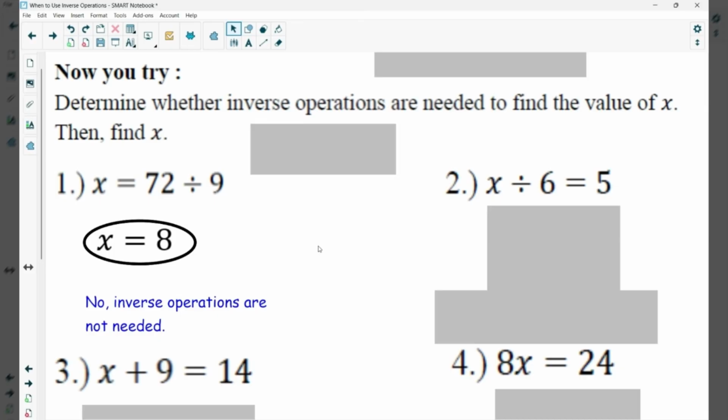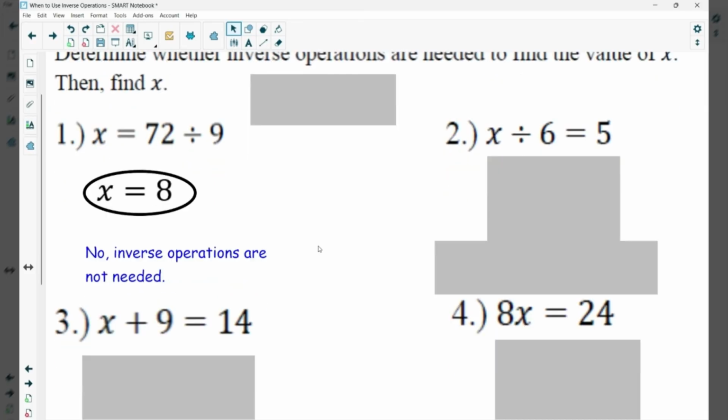Let's look at number 2. We've got x divided by 6 equals 5. X is not already by itself.